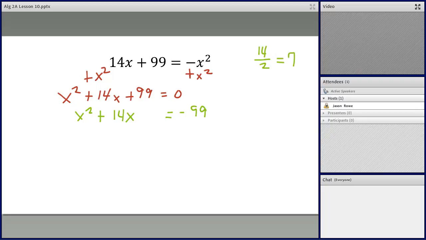14 divided by 2 is 7. I'm going to add 7 squared to each side. Okay, so I'm going to complete my square now. This is x plus 7 squared equals negative 99 plus 49. That's going to give me negative 50.